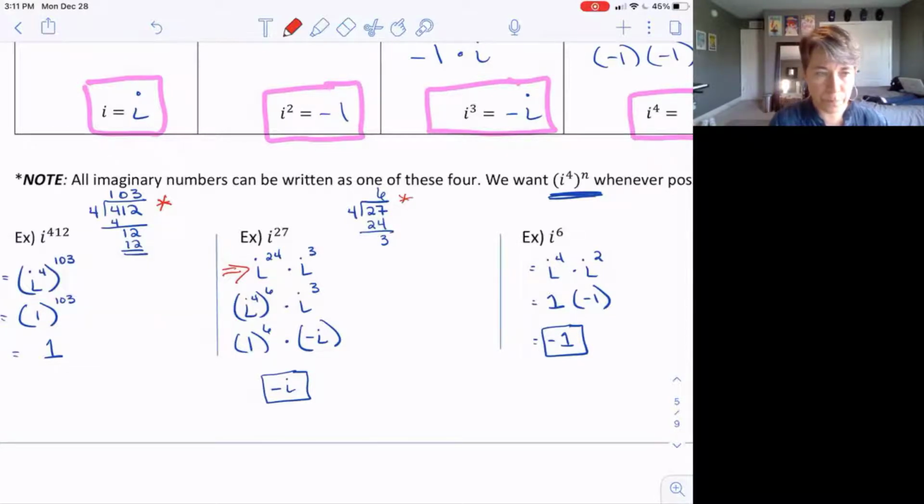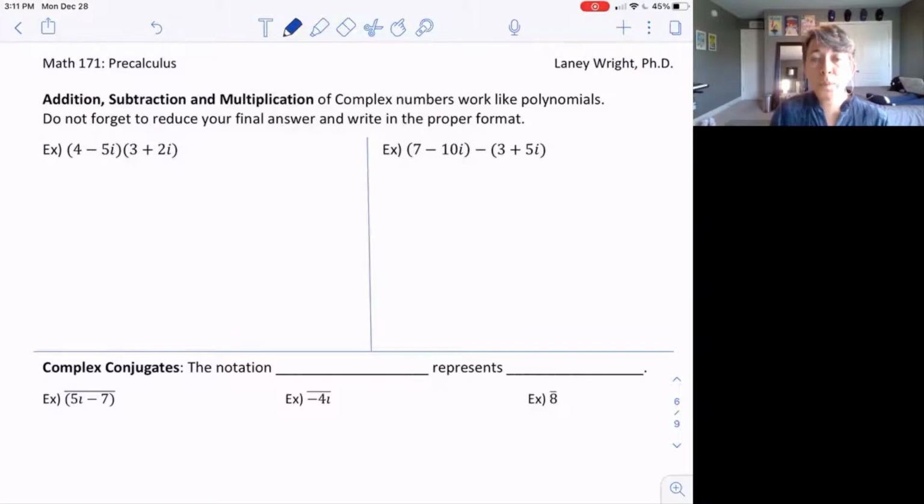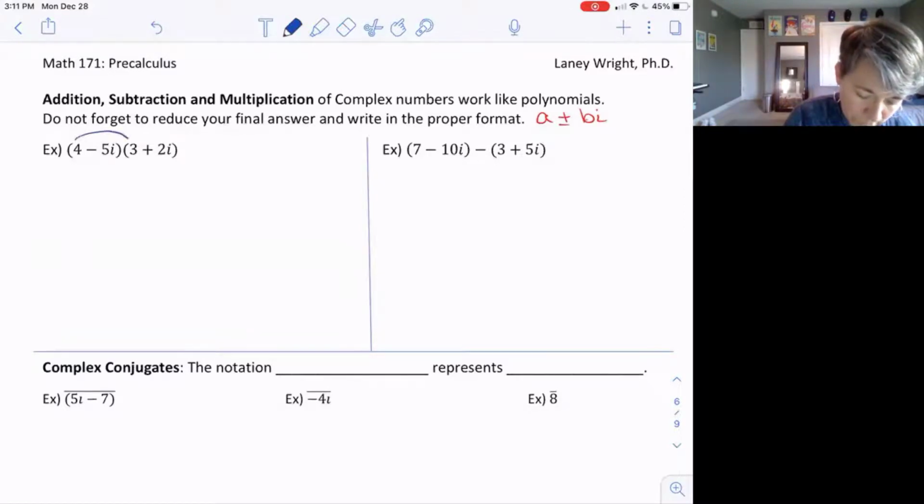So we can reduce. Addition, subtraction, and multiplication of complex numbers work the way we're used to, like polynomials. Just don't forget to reduce your final answer if you have i to some exponent, and also to write it in the proper format, which, as a reminder, is the real part first, plus or minus the part with the i second. So in the first example, if we were to distribute, 4 times 3 gives us 12.